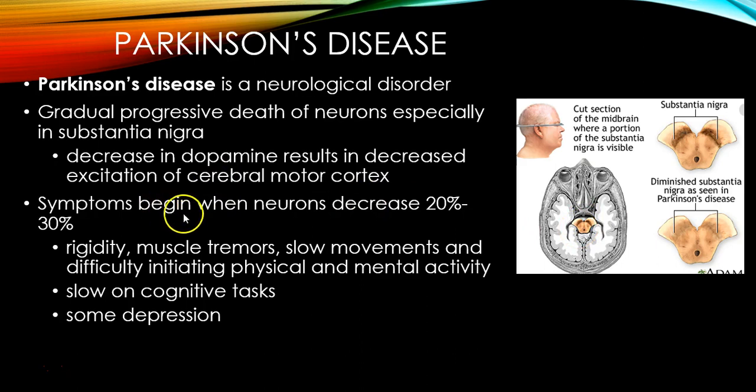This is a gradual decrease in neurons in the substantia nigra that leads to Parkinson's disease. And people don't get symptoms until about 20 to 30% of the neurons have already died off. And the symptoms of Parkinson's disease are rigidity, very rigid muscle, tremors, slow movements, and a hard time starting physical or mental activities. That's a problem with initiation. Being very slow on cognitive tasks, and some depression.